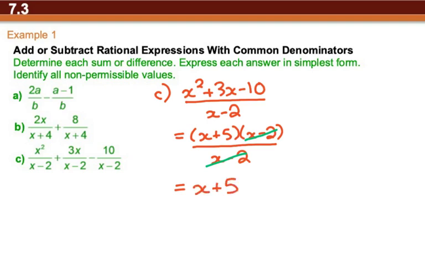We do not need the brackets on it this time because it's one factor that's there, so we don't need the brackets.